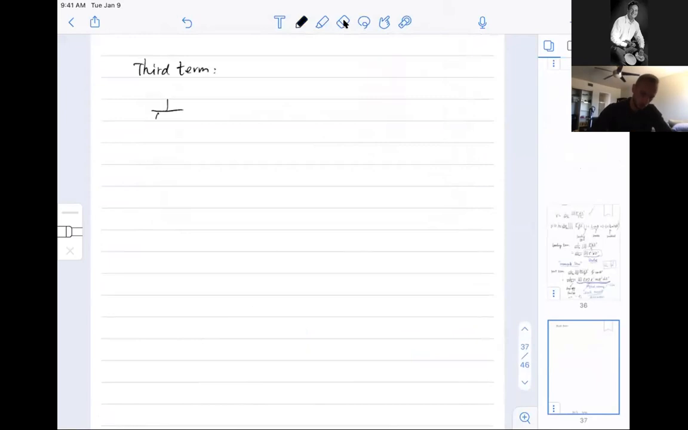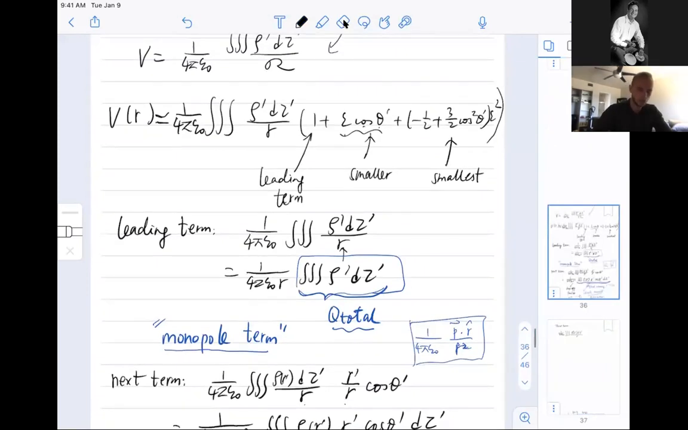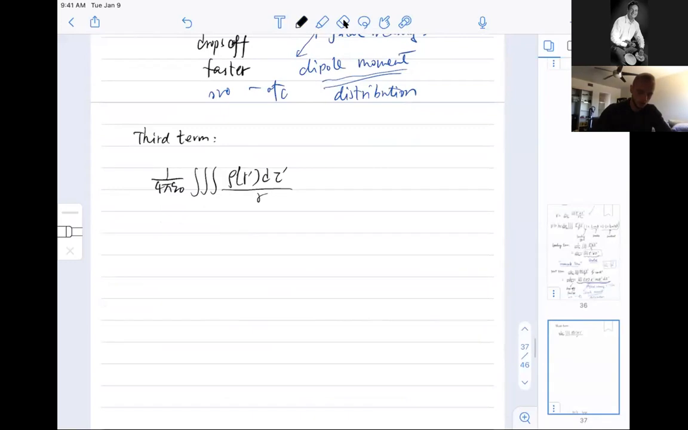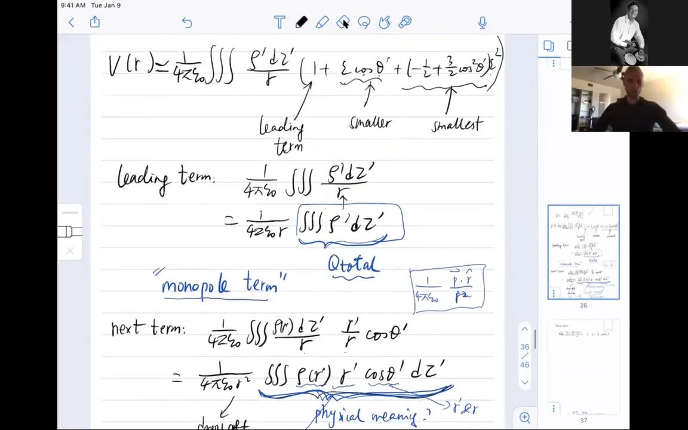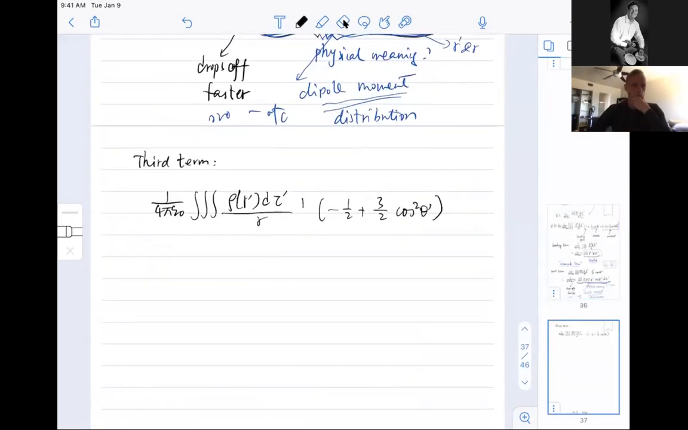Third term is 1/4 pi epsilon naught, rho, rho as a function of r prime, d tau over r. And let's recall what this third term is, all of this. So I'm going to plug it in. Okay, 1/2 plus 3/2 cosine theta prime squared, and you can see what we got. We got an epsilon squared. So epsilon, recall, is r prime over r, right? So it's going to be r prime squared over r squared. So this is our third term.